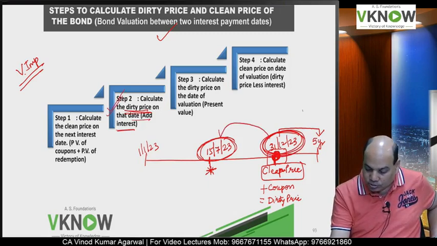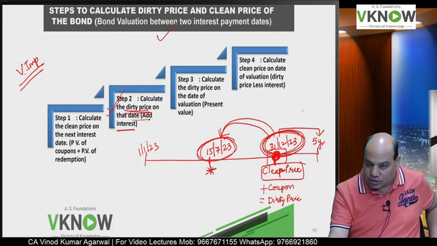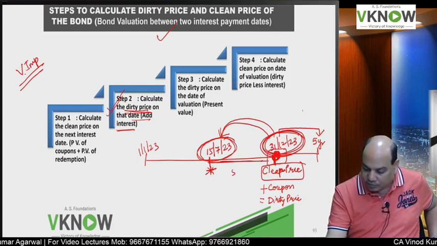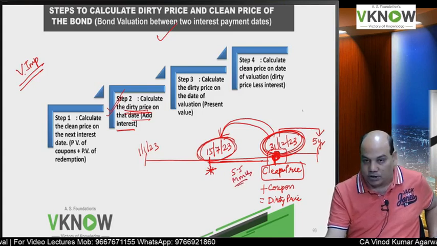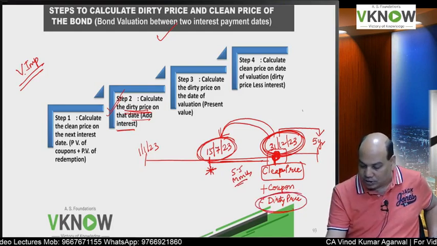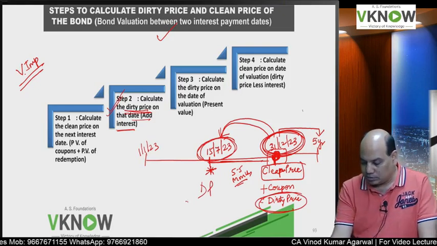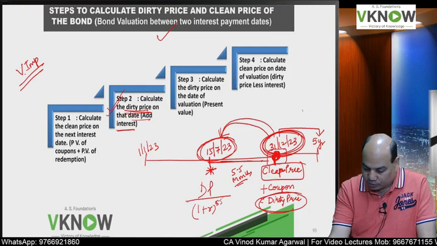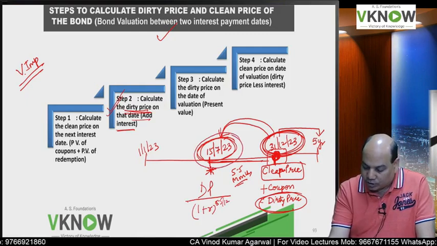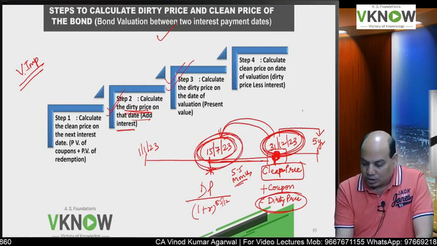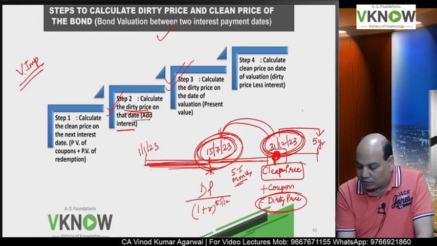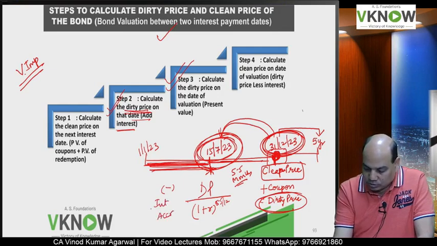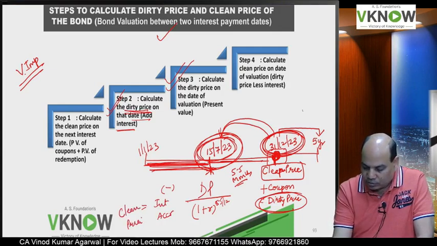Then I will compute the present value of dirty price on this date. So what is the gap here? July, August, September, October, November, December, 5.5 months gap. Like in the previous question we have done the present value calculation, I will take this dirty price and discount it, 1 plus r to the power 5.5 divided by 12. That will give me present value of dirty price on 15 July. And if I remove the interest accrued from 1st January to 15 July, minus interest accrued will give me clean price on 15th July.